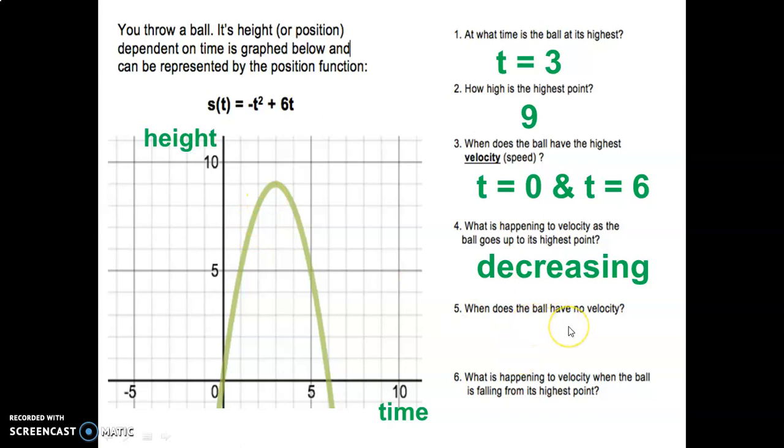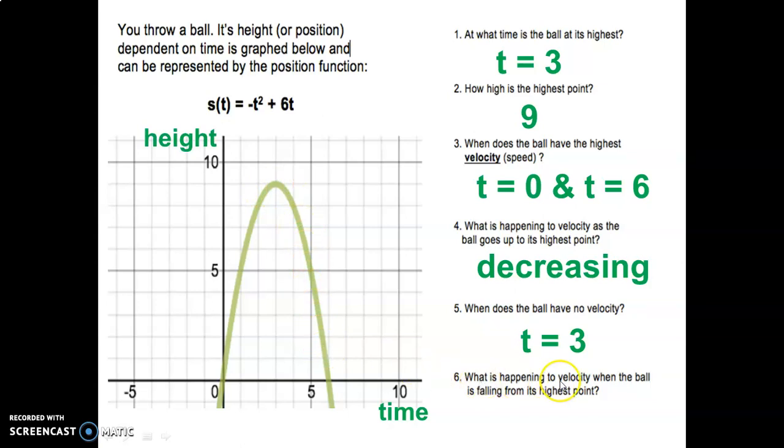When does the ball have no velocity? This is a strange thing to think about, but when it reaches its highest point, there's that single moment in time when its velocity has decreased so much there's no velocity, and that's why it's not rising anymore. At that moment it changes direction. That means it has no velocity, and then gravity overtakes it completely, and now it's falling, so its velocity is in the negative direction. Velocity, like displacement, has positive and negative values. So this would be positive velocity, this would be negative velocity.